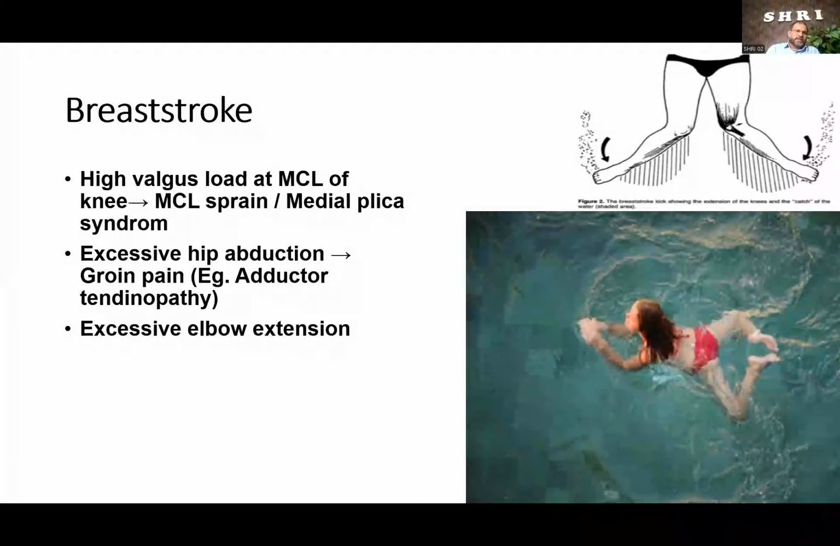Then here you can see excessive hip abduction, right? Excessive hip abduction is performed in this stroke style, breaststroke. So it might pull the structures in the groin, for example the adductor muscles, and they might end up with adductor tendinopathy. And at the same time, excessive elbow extension is used in this stroke, so they might again have, like what I said earlier, medial elbow pain.